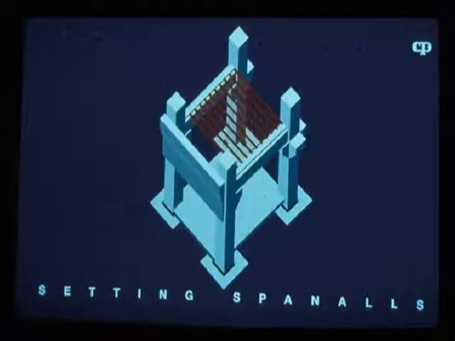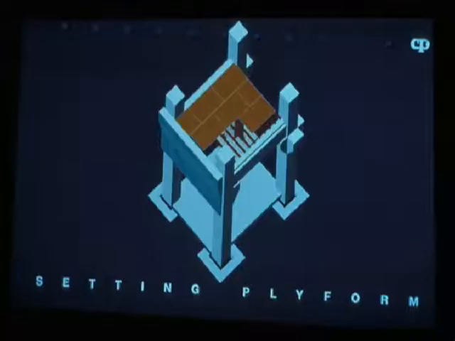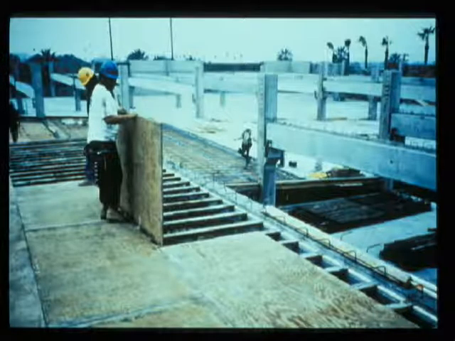This image shows temporary members placed for formwork support. The members look like steel joists and are called spannols. This is a detail showing the formwork. After the spannols are erected, the plywood decking goes down.